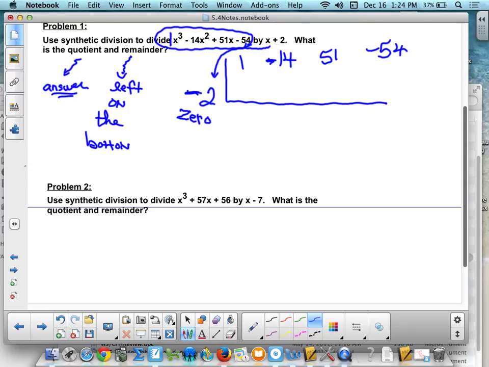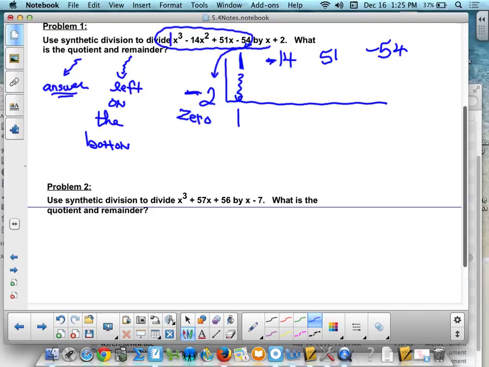Okay, now that's the setup. How do you do it? Well, the first thing you do is you take your first coefficient, 1, and you just slide on down and put it on the bottom. Okay, once you do that, then there's two things you have to do. First you multiply, then you add, multiply, add, multiply, add, multiply, add until you're done.